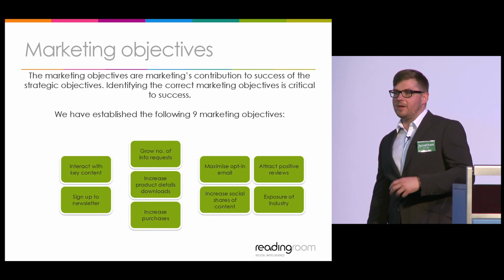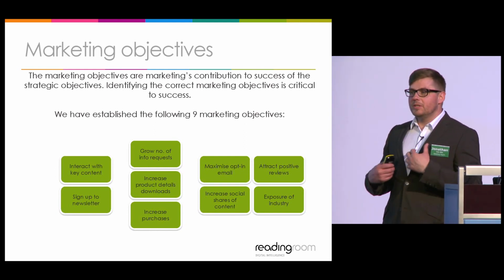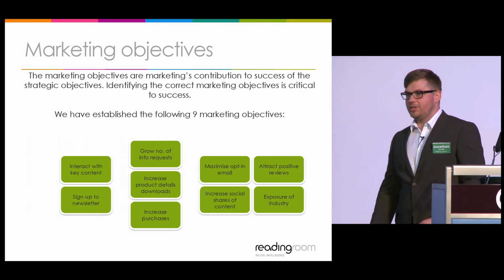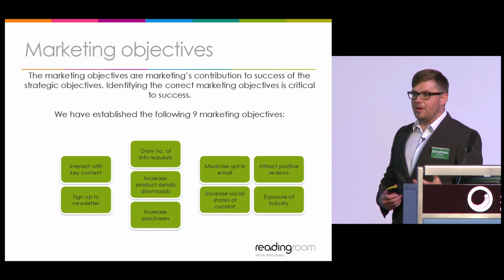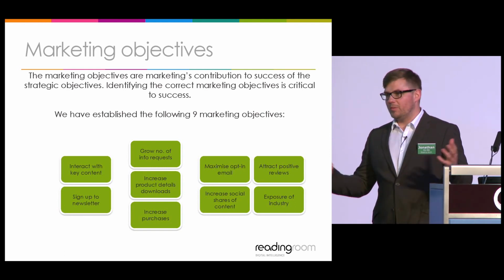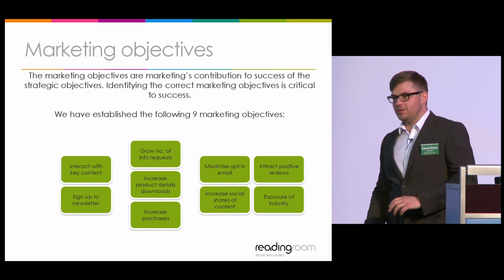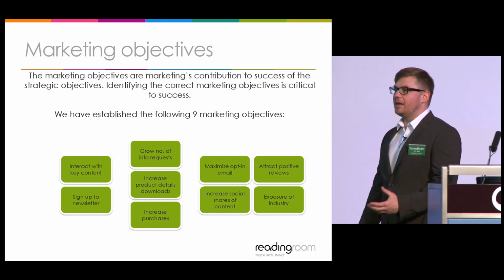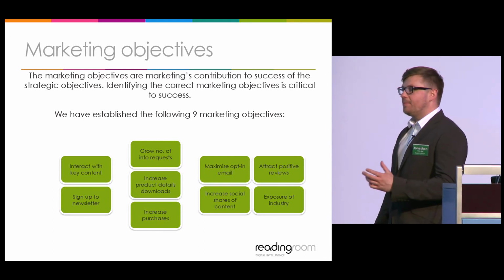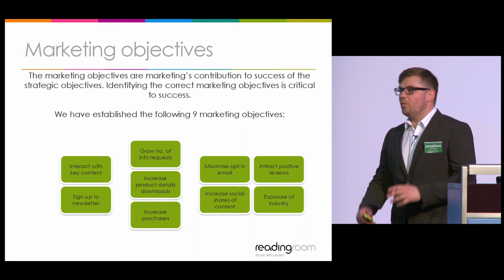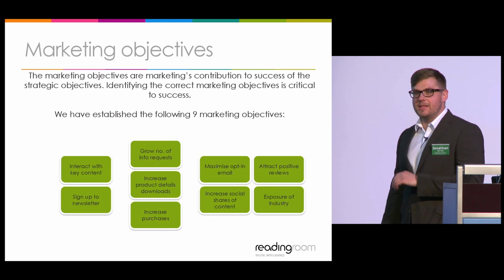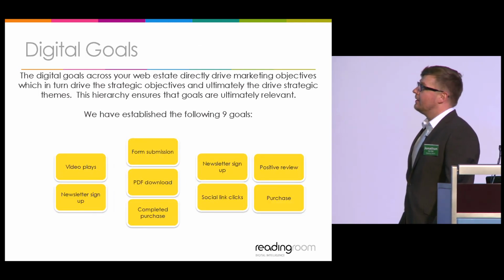Maximize opt-in for email, so creating advocates, people who want to know what we want to say. People are signing up for our newsletters. Increase social shares. Again, great advocacy. People are telling other people on the World Wide Web, interact with Office Core. It's a great place. They have all the things you need. Positive reviews. Again, advocacy and exposure of industry. So once you're out there and your message is being purveyed, how can you maintain that? How can you keep people coming back?